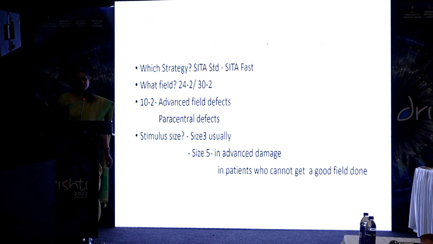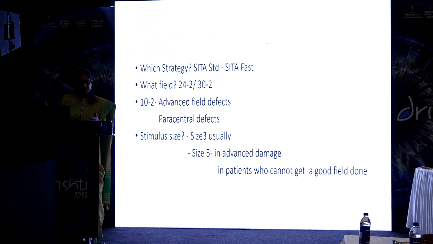So what field to use also depends on what was done earlier. You can either do a 24-2 or 30-2, but in advanced field defects, there's no point in wasting time doing a 24-2 again. Go for a 10-2. Also, nowadays we do 10-2 as a routine to pick up early paracentral defects. But if you have a 24-2C, there are newer programs that have come, then you can do that, which has 10 additional points that are tested in the central field.